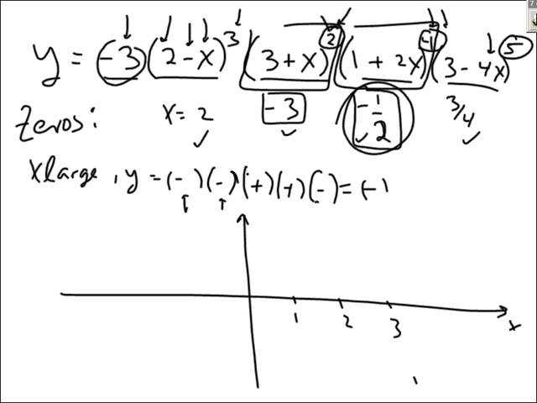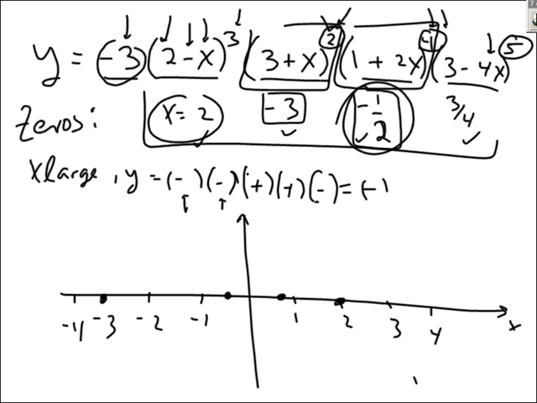1, 2, 3, 4, negative 1, negative 2, negative 3, negative 4. I have a 0 at 2. I have a 0 at negative 3. I have 1 at negative a half. And I have 1 at 3/4. I got the numbers along here. Okay, now the powers are even for the negative 3 root as well as the negative 1/2. So I only touch there. And when x is very large, I'm negative.